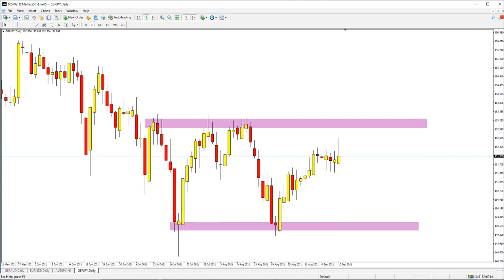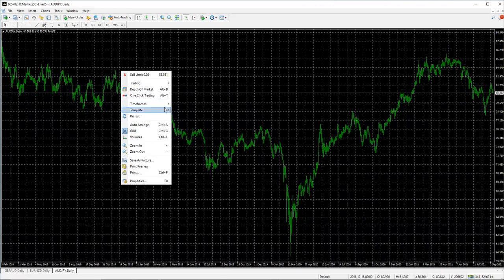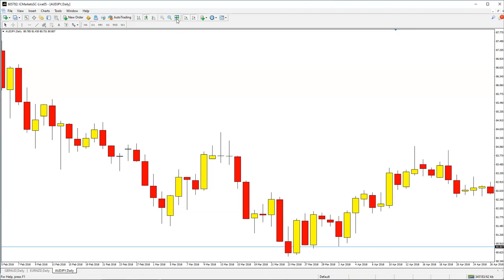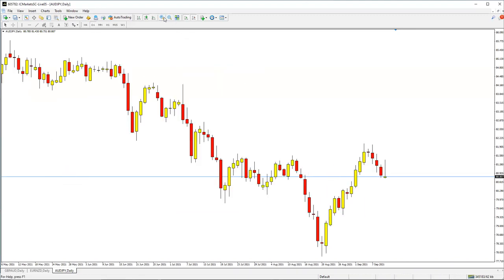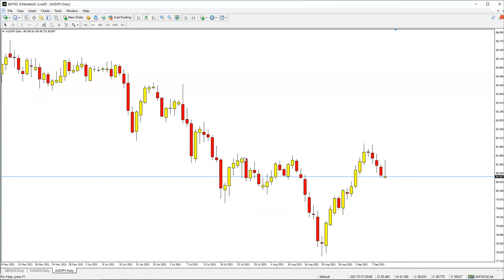Okay, GJ is out. Let's see if Aussie shows the same or not. Go down here. Okay, retest here. Resistance here. Retest.